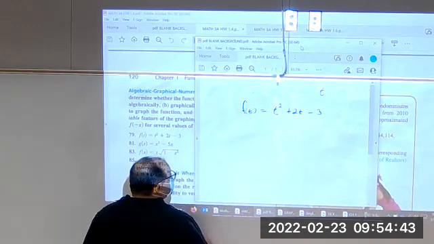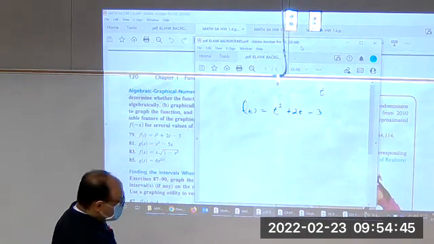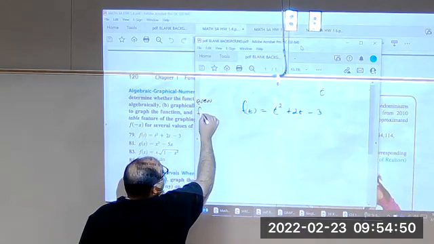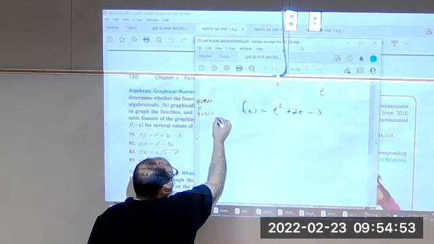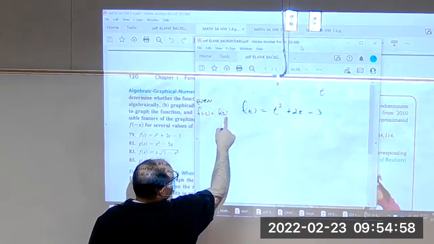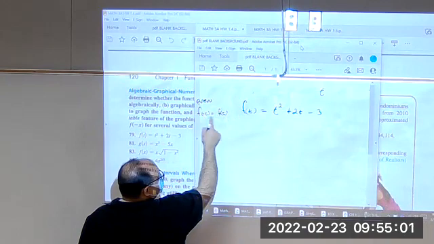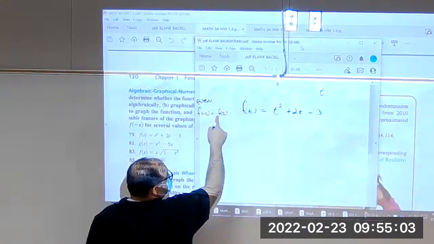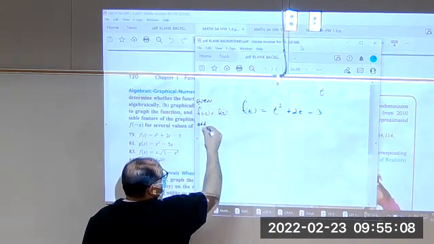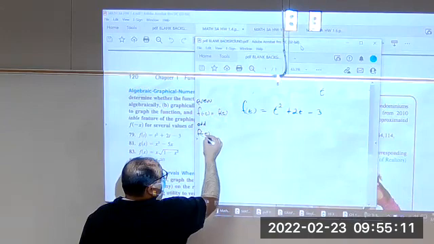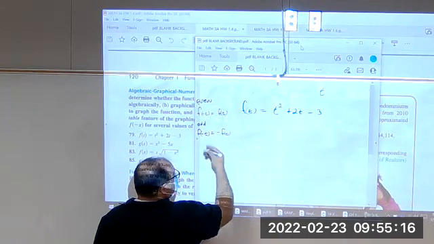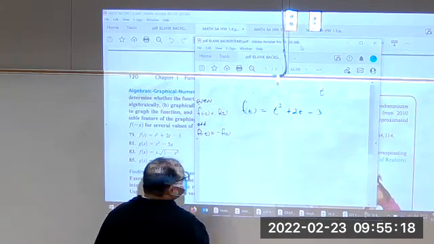All right, so instead of x, if it's even, then f of negative t would be exactly the same as f of positive t. When you change the sign on that t value, you get the same y as you did before. If it's odd, when you change the sign on t, you'll get the opposite answer from your original: f of negative t equals negative f of t.